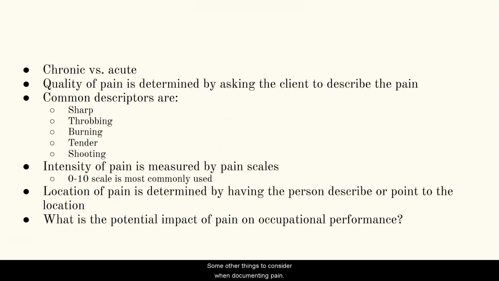Some other things to consider when documenting pain: is this chronic or is this acute? So going back to your SOCRATES, what is the onset? The management of chronic pain is going to look maybe a little bit different from somebody who has acute new onset pain. The quality of pain is determined by the client describing the pain. So it could be sharp, it could be dull, it could be throbbing, it could be tender, it could be shooting. Insert verb or adjective. How intense is it? 0 out of 10. Where is it? And if they can't tell you, can they point to it? And then again, how does it impact occupational performance?